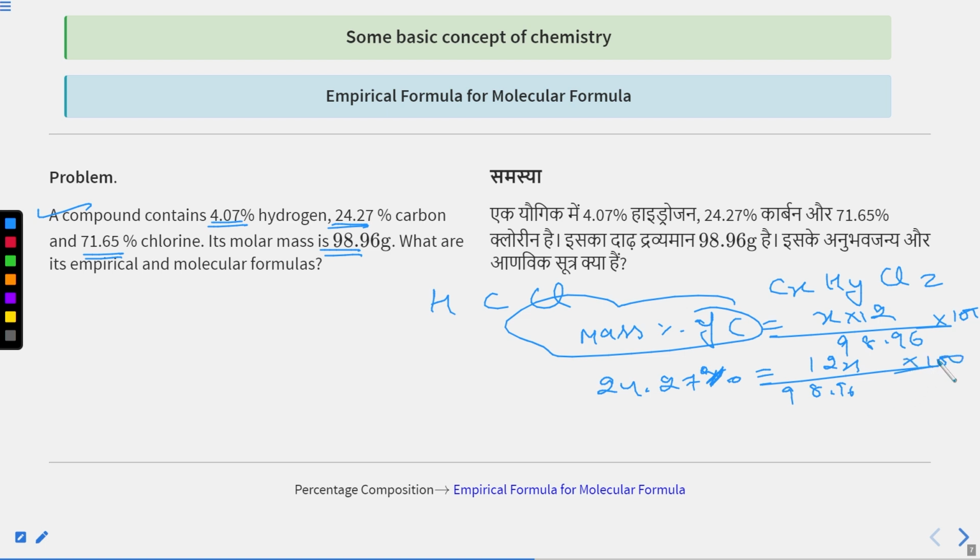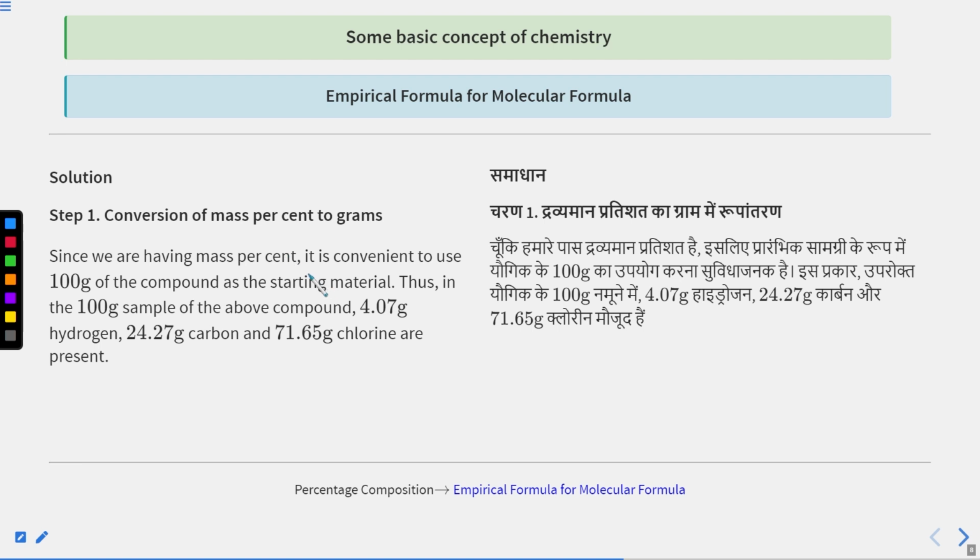Otherwise, this question can be solved very easily with the help of a formula, but we are trying this method. 24.27 is equal to 12x multiplied with 98.96. If you multiply 98.96 with 24.27 and then divide, you will get the value of x, right? Similarly, you can get the value of y and z as well. So how can we do the solution?